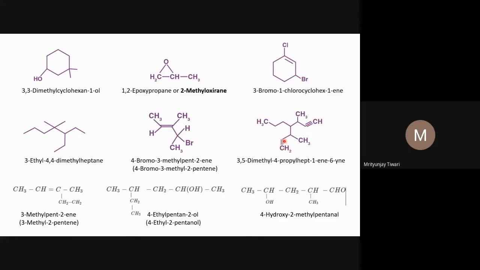From this direction, the double bond is at the first position. From this direction, at the third position, there is one methyl substituent, and at the third position a methyl substituent and at the fourth position a propyl substituent, from both directions. So we'll write the name. We'll start the numbering from this carbon atom.